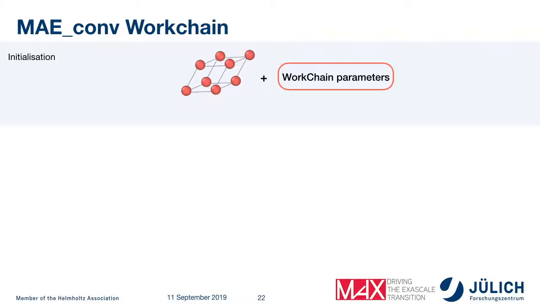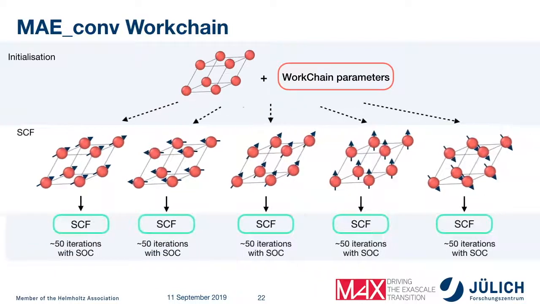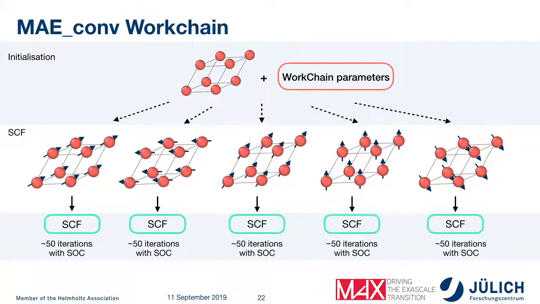This workflow, similar to the equation of state workflow, can be initialized via an initial structure and some parameters that we will consider in detail during the tutorials, and submits a self-consistent calculation for all spin alignments that you specified in the workflow parameters.